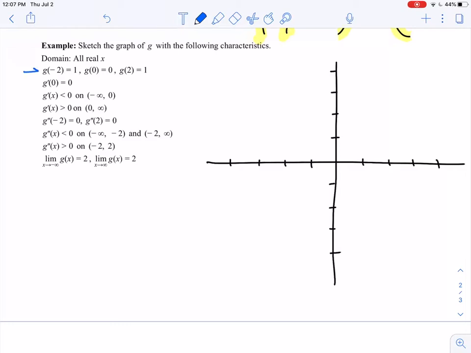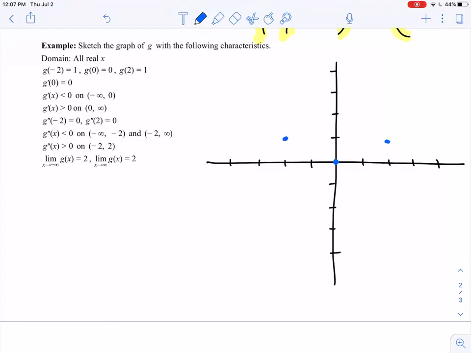We're given a few ordered pairs here. We have -2, 1, so let's actually just go ahead and plot that. -2, +1, we've got a point right here. We've got a point at 0, 0, so we have a point right here. And a point at 2, +1, we're going to have a point right here. So those are the three ordered pairs that were given.